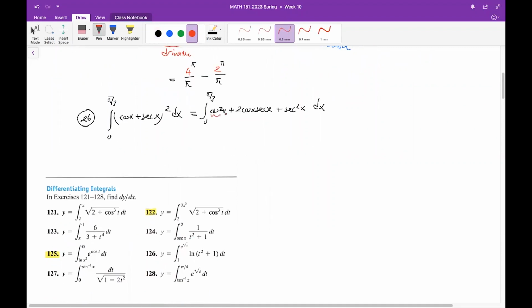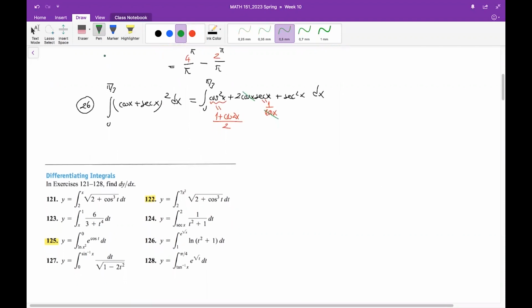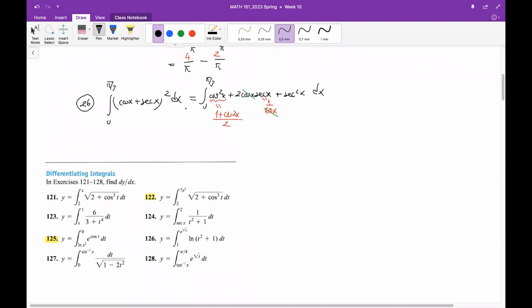Now, we can use the famous half angle formula here. This is cosine square x. And whenever you see cosine square or sine square, you can insert this famous half angle formula, (1 plus cosine 2x) over 2. And here what we have is secant, which means 1 over cosine x. Then this cosine x will simplify with this 1 over cosine. And what do we have now?